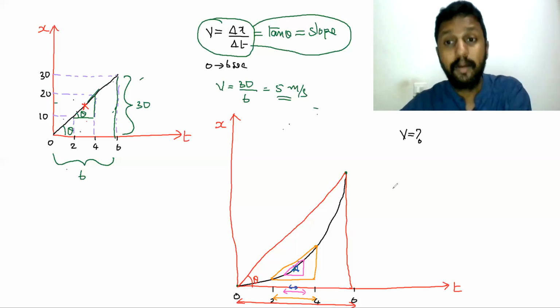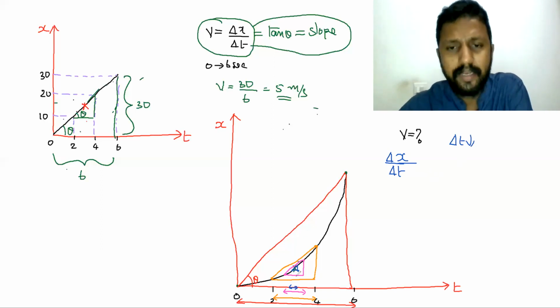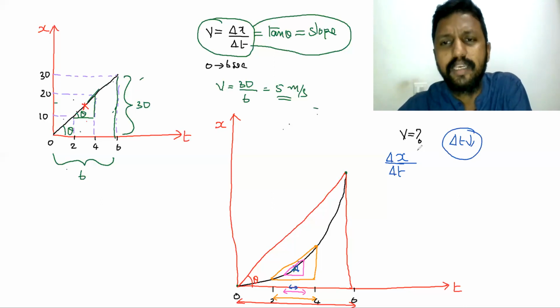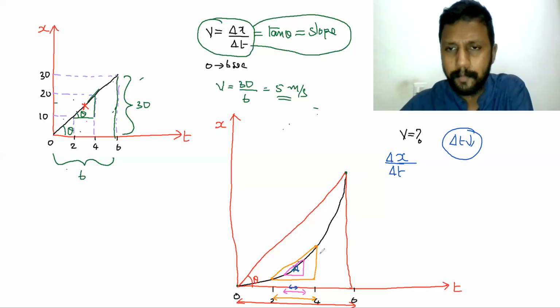Then the most accurate answer will be the delta x by delta t value with the lowest delta t. We are finding out the delta x by delta t in each case. Tan theta means the change in position divided by change in time. But the delta x by delta t value with the lowest delta t will give you the accurate answer.